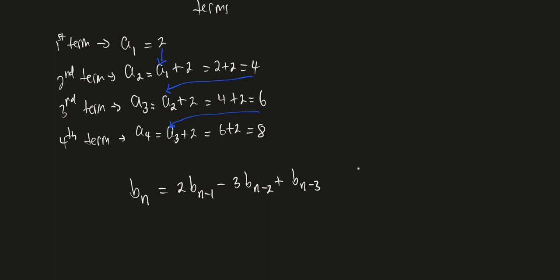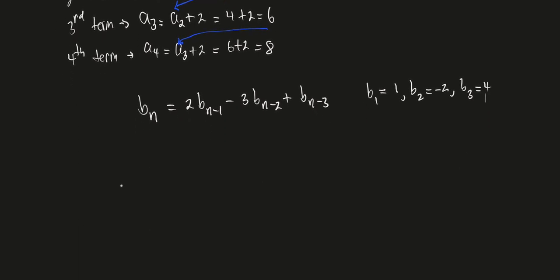And let's say we start at 1 again. So let's say B sub 1 is 1, B sub 2 is negative 2, and then B sub 3 is equal to 4. So I'd have to give you all of this information along with this general rule in order for us to start generating the rest of the sequence.